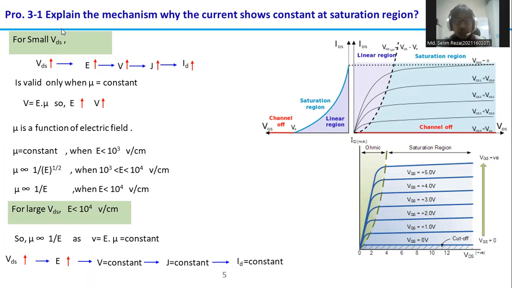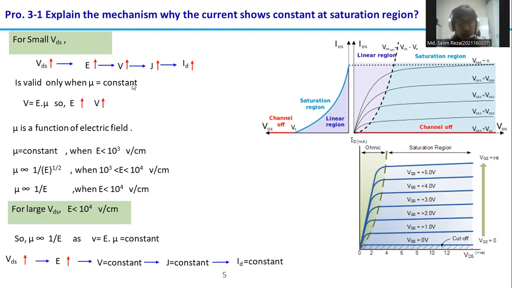And the next question is to explain the mechanism of why the current in the saturation region is always constant. First we consider a small VGS. If we apply a small VDS, that means source to drain voltage, and increase it slightly, the electric field increases. That means the electron velocity also increases, and if the electron velocity increases, the current density also increases, and the current also increases.